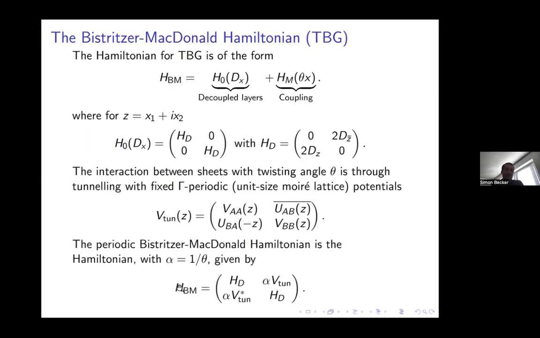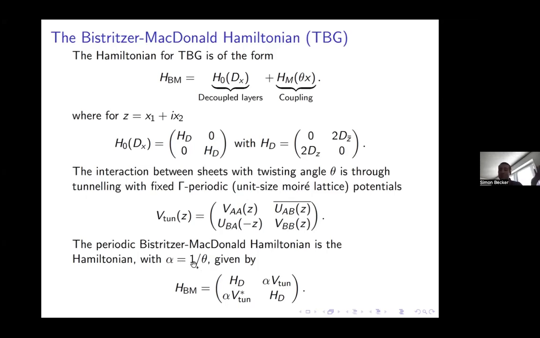And so this is the Bistritzer-MacDonald Hamiltonian. You do some rescaling here. This theta x, you just call x again. Then you will have a theta in front of your differential operator from the change of variables. You divide by theta, and then you get back your differential operator, and you have a 1 over theta in front of the potentials, and this parameter we just call alpha.